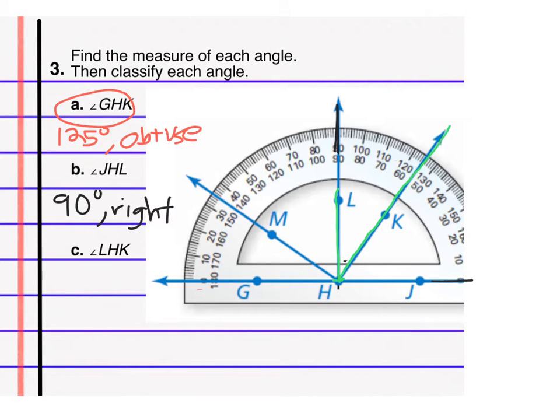K. All right, LHK. And this is a little bit tricky because I am going from 90. Okay, well, we can use the bottom or the top numbers here. So I'm going from 90 to 125. So if I go from 90 to 125, think about like subtracting. That is 35 degrees, acute. Okay, if you use the bottom numbers, you're going from 55 to 90, which is also 35 degrees.